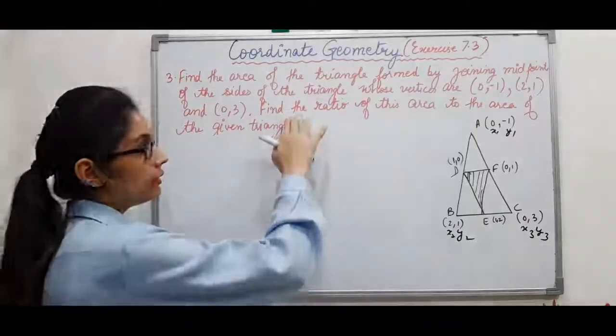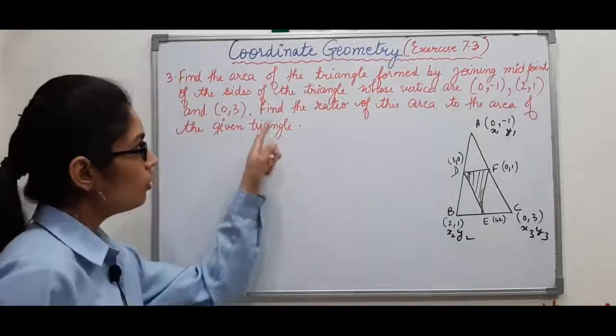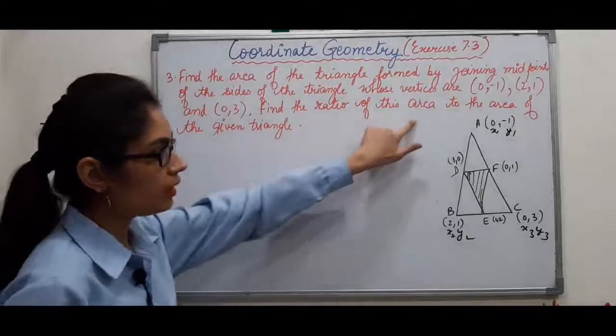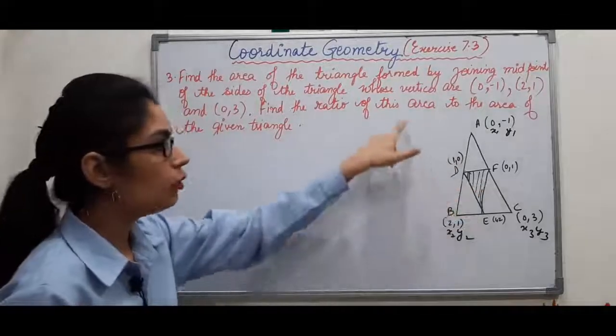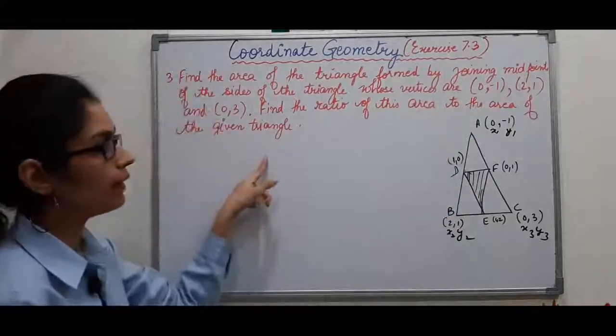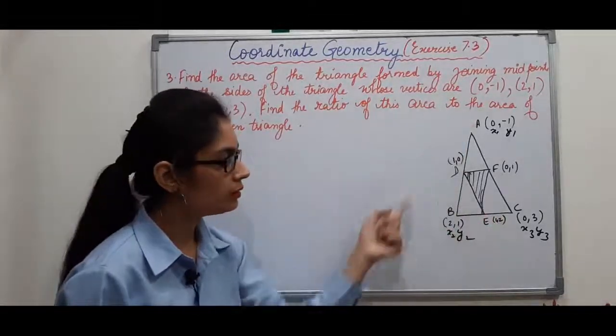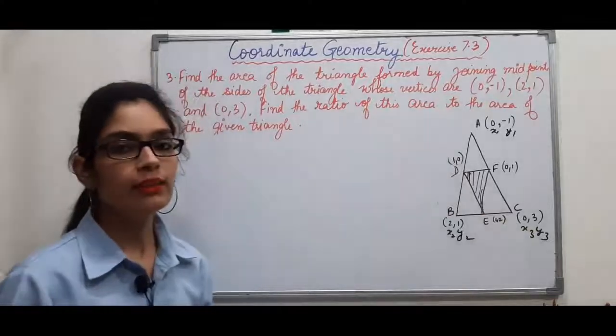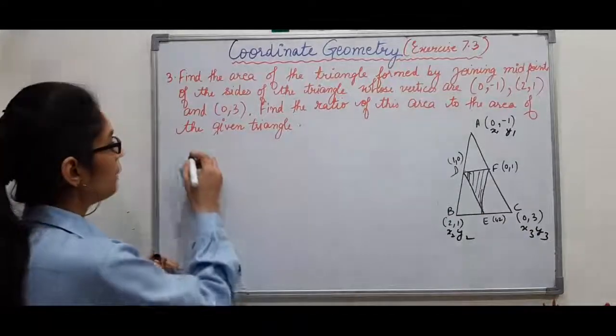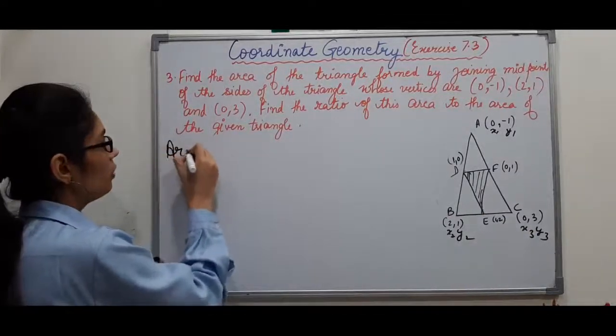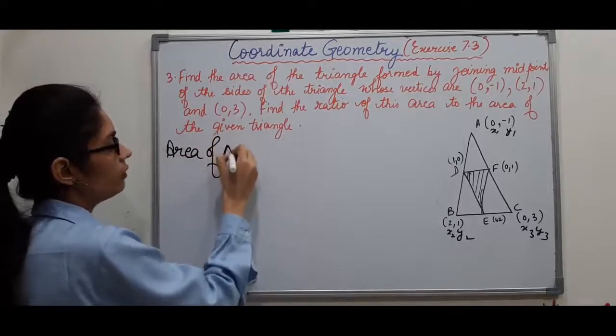Let's see the second part of this question. Find the ratio of this area, which we have found just now, to the area of the given triangle. So which means now we need the area of this given triangle. This is ABC. So first of all let's find the area of this triangle by applying the formula of area of triangle.